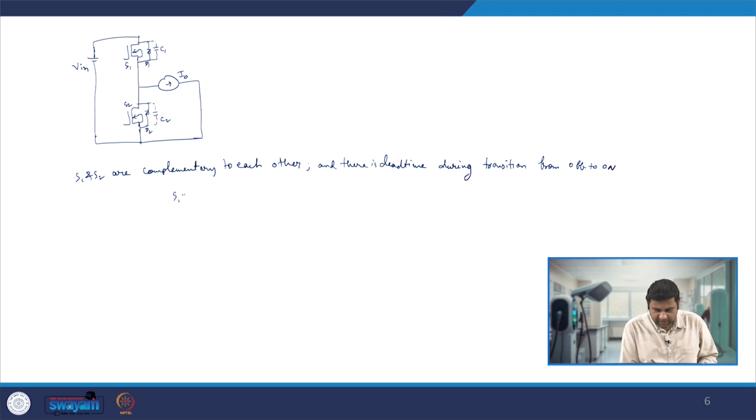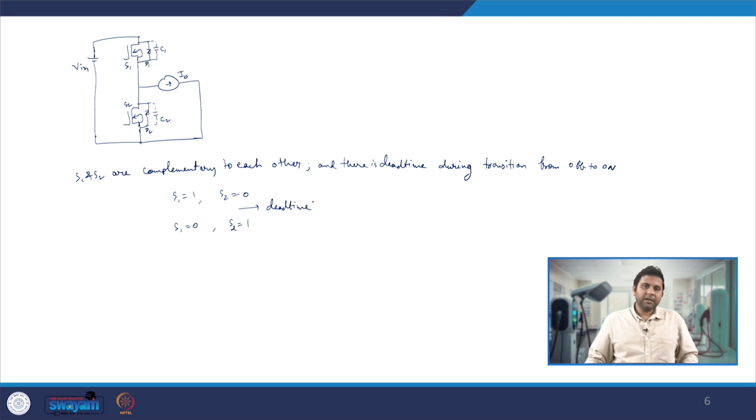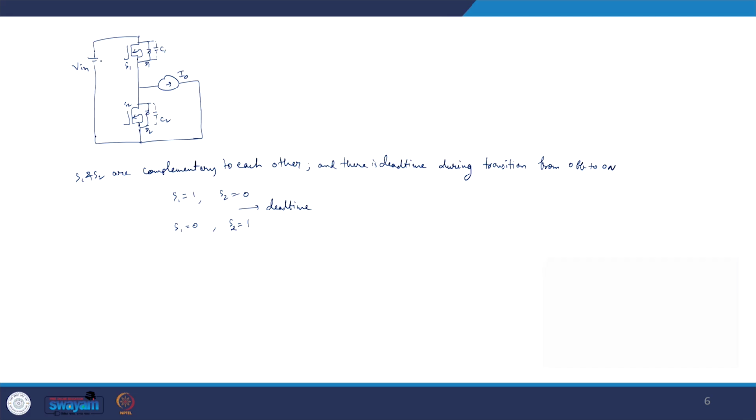So we have S1 equal to 1 and during that time S2 equal to 0, and then S1 equal to 0 and S2 equal to 1. But going from one transition to the other, we insert some dead time between them, such that we allow our switch to turn off completely before the other switch turns on. Otherwise, let's say we are going from the S1 switch to the S2 switch: we have turned off S1 and now we are turning on S2. If the S1 switch does not turn off fully, there will be a short circuit of this voltage source.